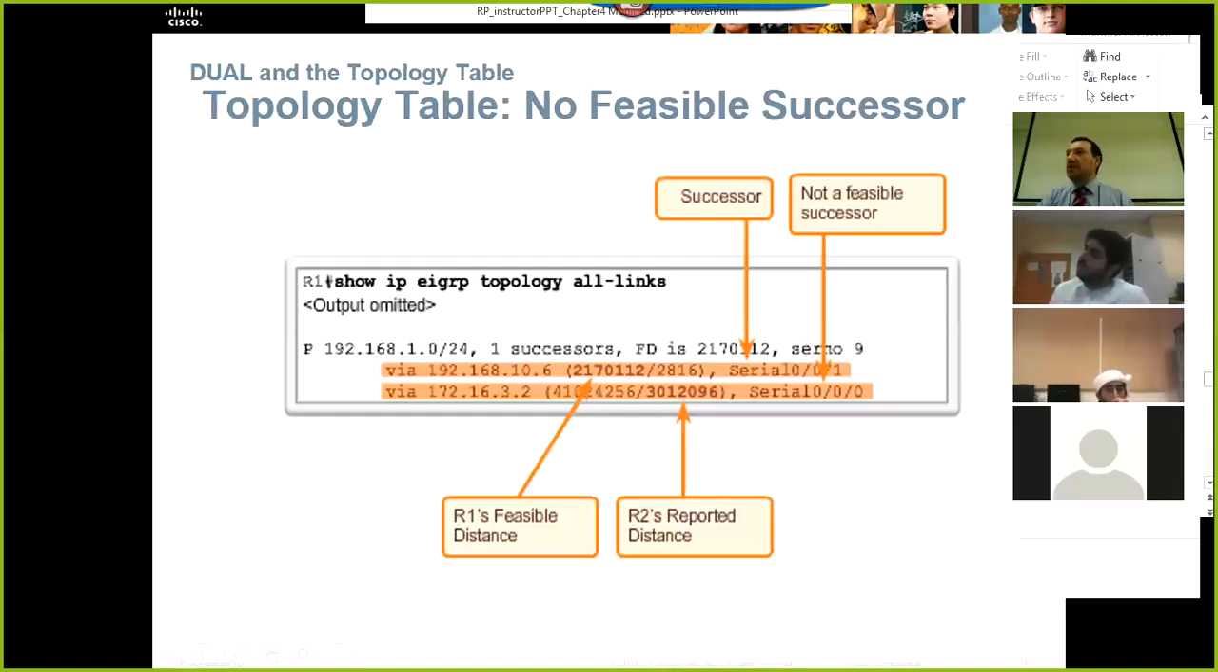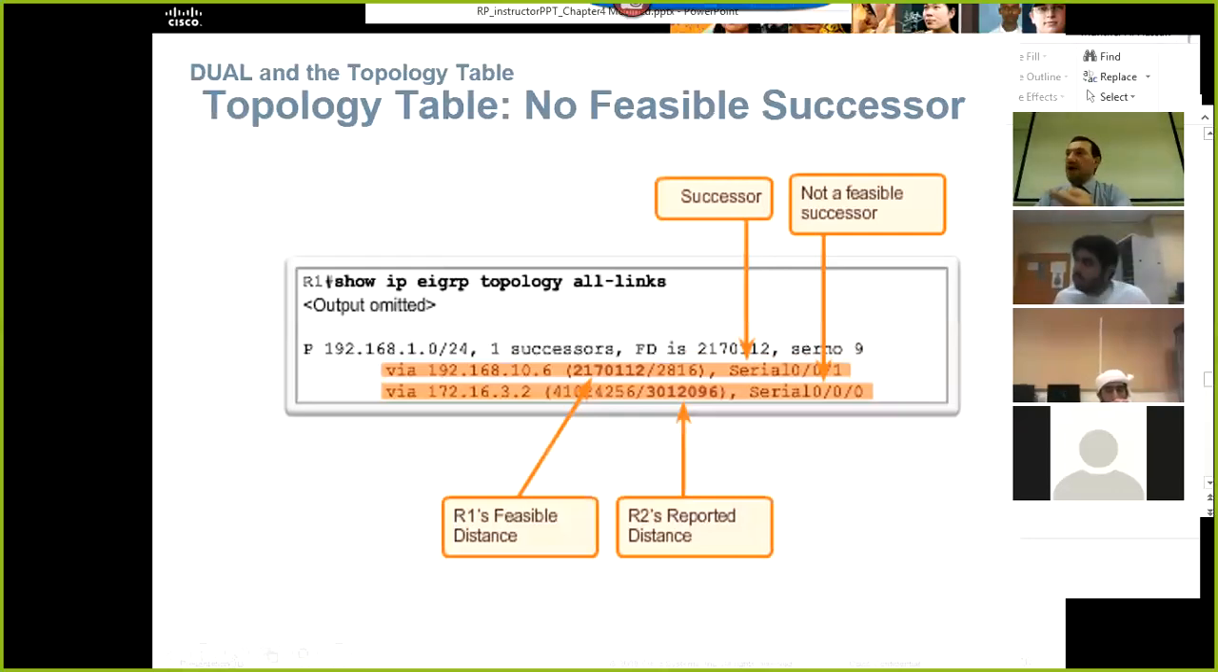So it says in order to get to Mansour, I can get to him via Muhammad, which is via neighbor 192.168.10.6, or I can get to him via Rashid, and he's 172.16.3.2. Now, if I go to him via Muhammad, my feasible distance is 2170112, and Muhammad is reporting to me his distance to Mansour is 2816. And I get to Muhammad via my serial 001 interface.